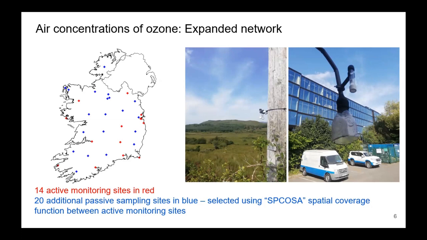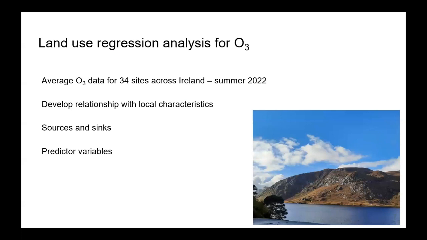We used triplicate samples to test the quality of the samplers, and we co-exposed at 3 active monitoring sites so that we could calibrate the passive data based on the active data. So we have data for 34 sites across Ireland for the summer 2022. So the next step was to develop a relationship with the local characteristics, these sources and sinks. So what is influencing these concentrations that were measured? These are the predictor variables.